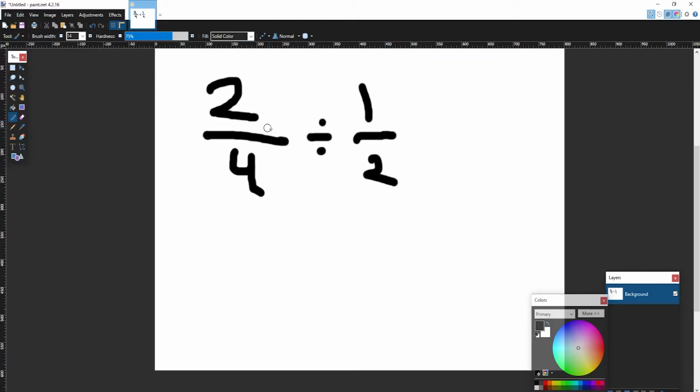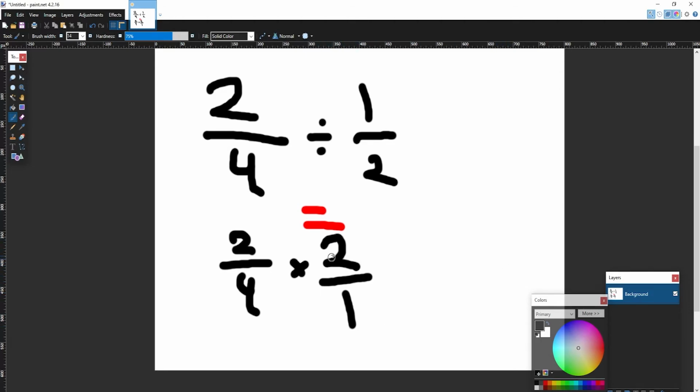So basically, division is just multiplication by the reciprocal, right? So this right here is equal to 2/4 times 2, because you see how it's the reciprocal. Since you're dividing 2/4 by 1/2, it's like you're multiplying 2/4 by the reciprocal of 1/2, which is 2. So it's literally the same thing as this. That's what I always do when I'm dividing fractions.